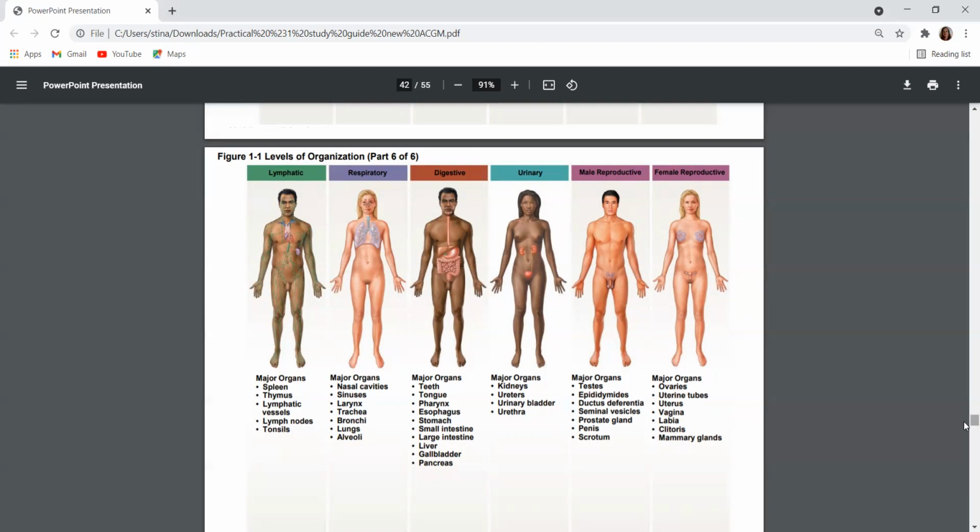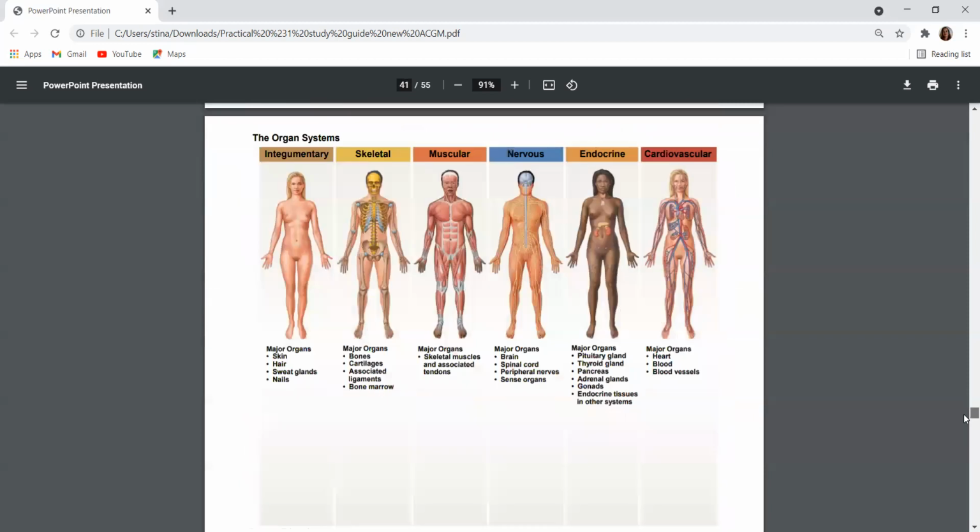So for the lab, you need to be able to identify these pictures as which organ system. So for instance, if I put this picture right here on the practical and said identify this organ system, you would tell me endocrine. If I put the picture that looks like this on there and say identify this organ system, you would tell me integumentary.